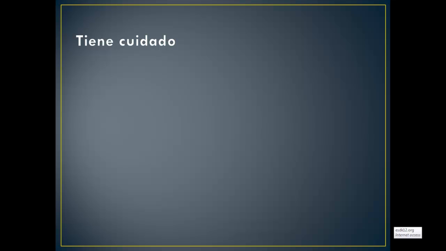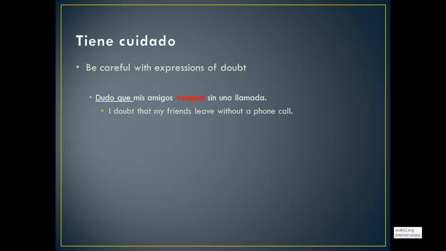So be careful. Coming back to that doubt, make sure that your expressions really express doubt. If I say, dudo que mis amigos vengan sin una llamada, I doubt that my friends will come without a phone call. We're going to use the subjunctive there because in your main clause it says, I doubt. And I doubt, key, is going to be subjunctive.